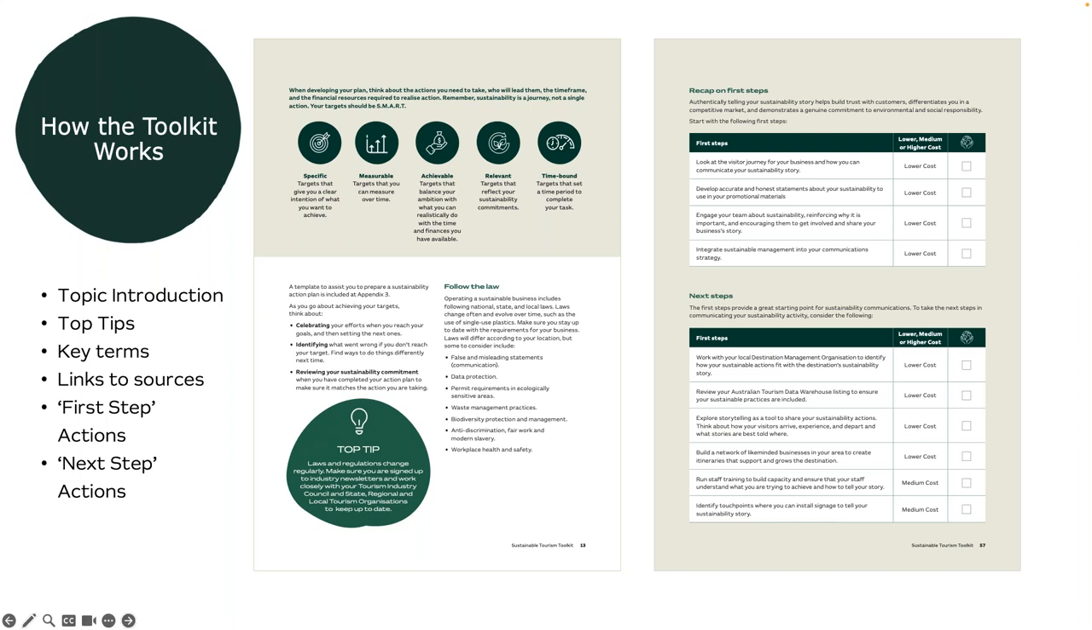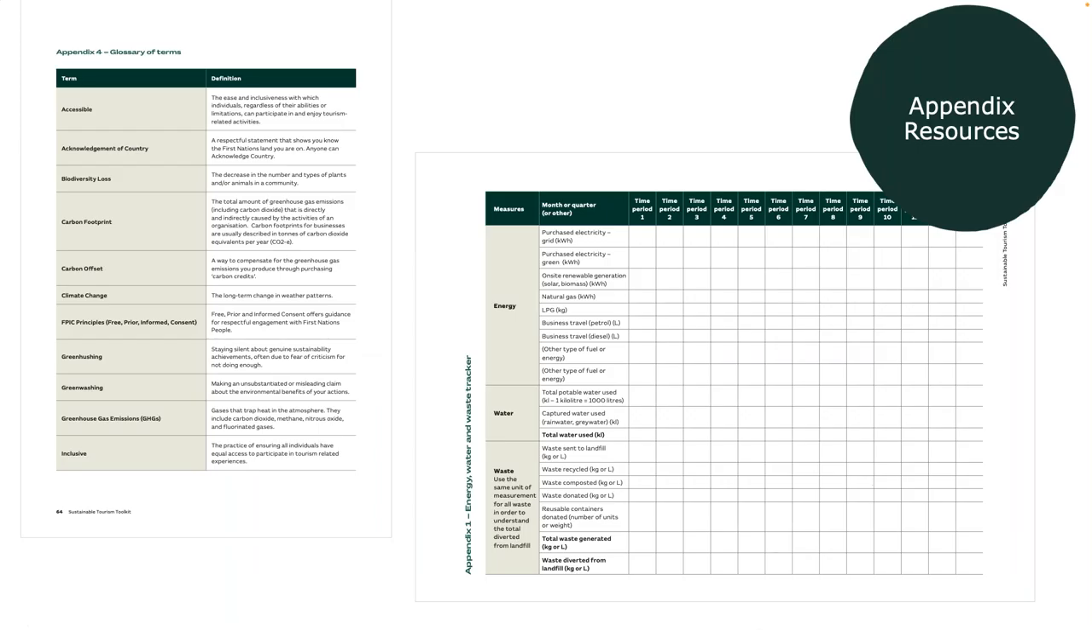Throughout the toolkit as well, there are some super useful additional resources. There are appendix resources, such as an energy, water and waste tracker, which businesses can use to start tracking those different areas. There's also a glossary of terms to explain all the terms mentioned throughout the toolkit too.